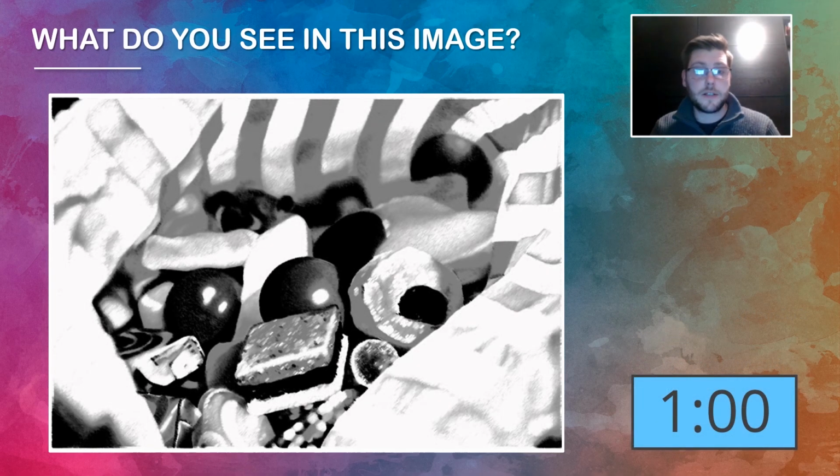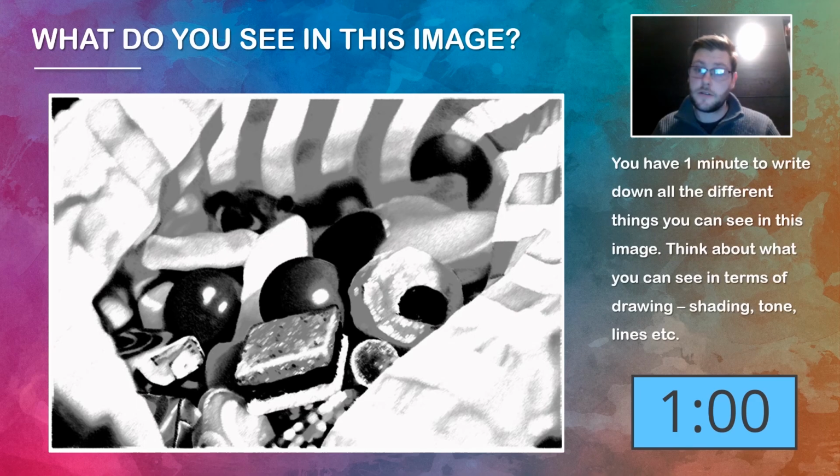So this one has been simplified even further. Again, same task, 1 minute, and there'll be one more after this. Write down all the things you can see now. Now you'll notice this looks very different from the first image that I showed you. You've got 1 minute starting now.